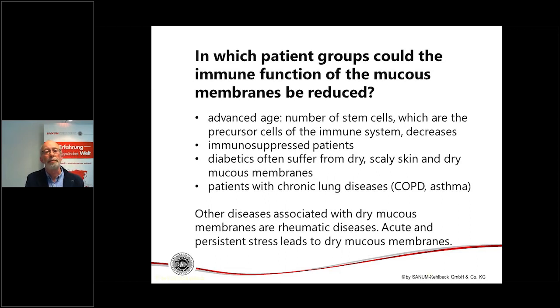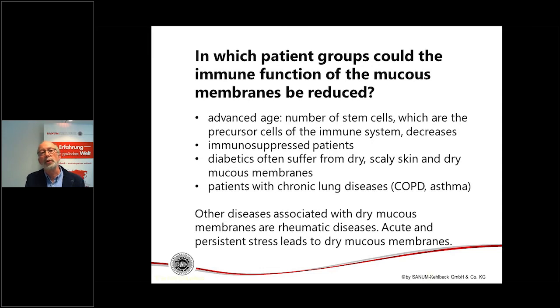Diabetics often suffer from dry, scaly skin and dry mucous membranes. An elevated blood sugar level leads to increased excretion of glucose and water via the kidneys. The body lacks the fluid excreted in this way, which is also noticeable on the mucous membranes. With a well-adjusted diabetic, the drying of the mucous membrane can be avoided. Here, a blood sugar level of less than 180 should be aimed for.